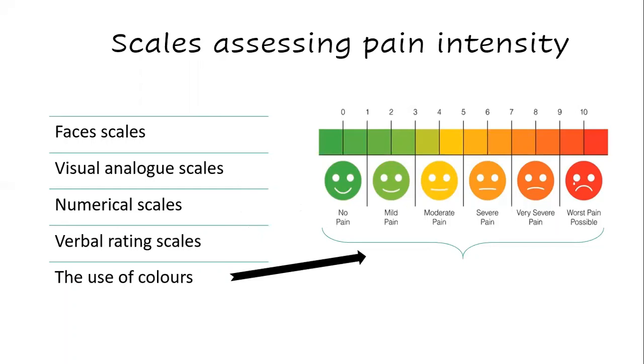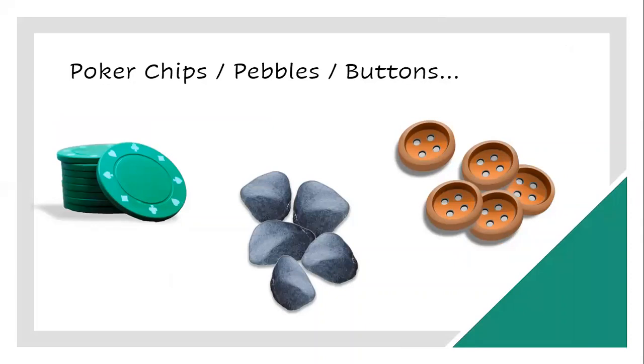If you happen to find yourself in a situation where self-report pain scales on pain intensity are not available, things like poker chips, pebbles of the same size, or even similar buttons were found to be effective as a pain scale. Again, very important to calibrate the scale for the child so that one item means a little bit of pain and five items mean the worst pain ever. Never use more than five items for this scale.